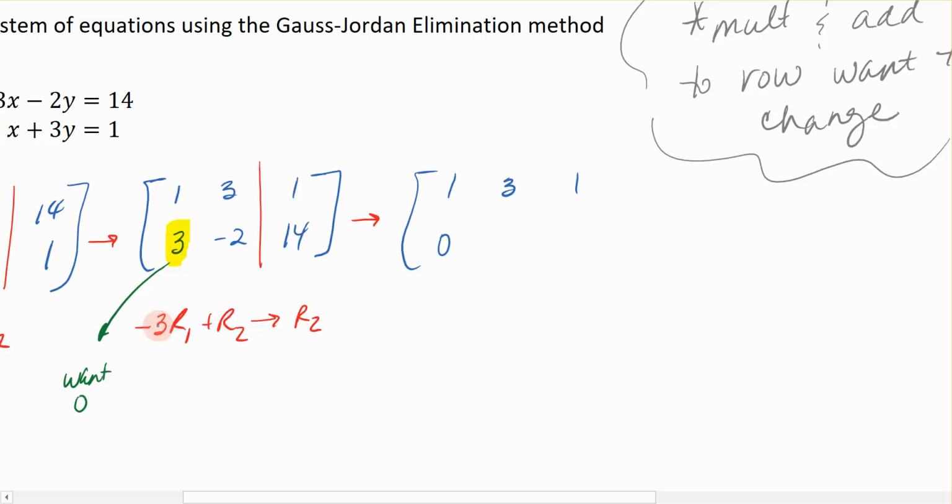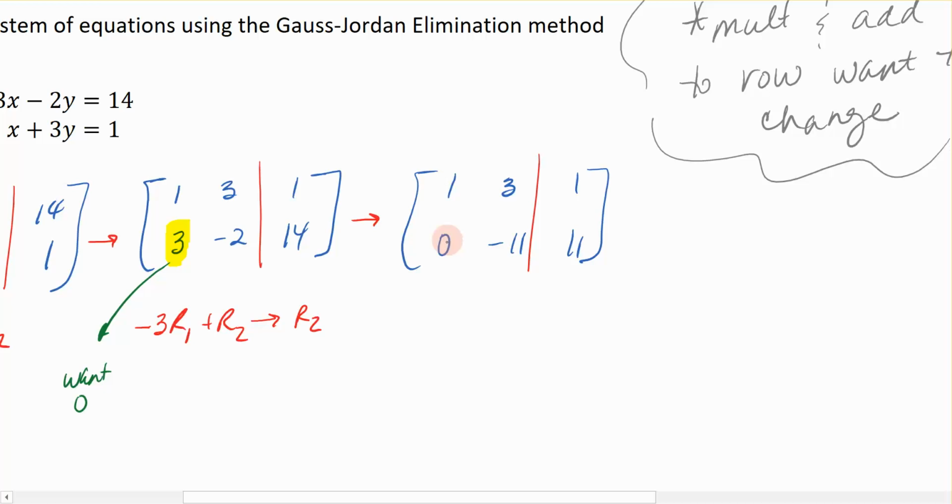3 times a -3 would be -9, and -9 plus a -2 would be -11. -3 plus 14 would be +11. So that is my new second row: 0, -11, and 11.